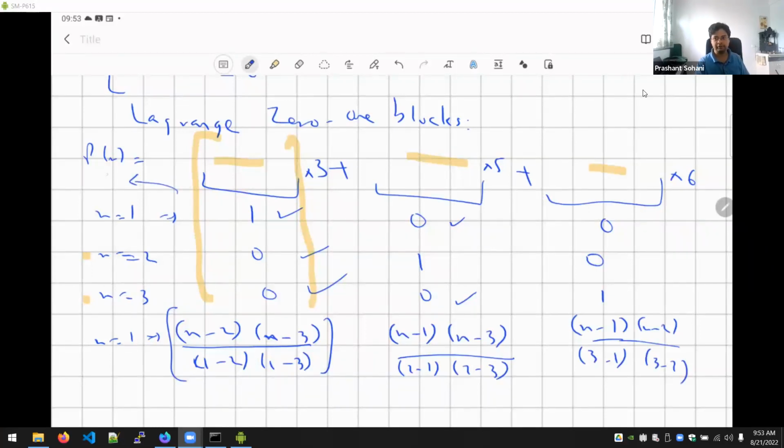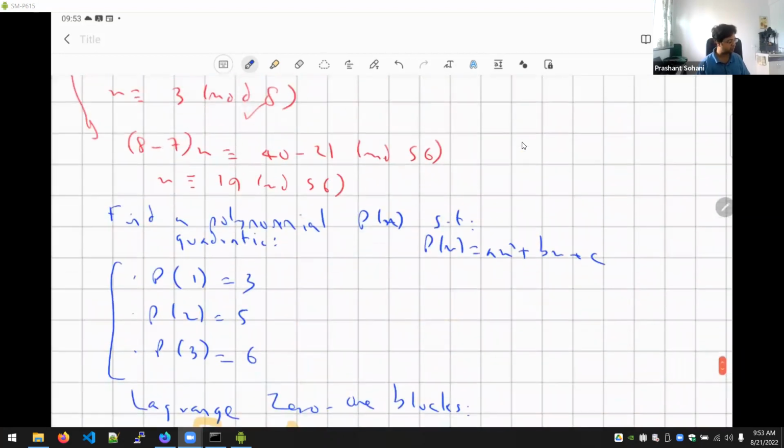I'm sorry to rush through this because most students already know this, but just a quick recap. The basic concept of this Lagrange 0, 1 block was composing these kinds of building blocks, which are 1 at one place and 0 everywhere else. So why is this important for our problem? How can you think of how to apply this Lagrange 0, 1 problem over here?